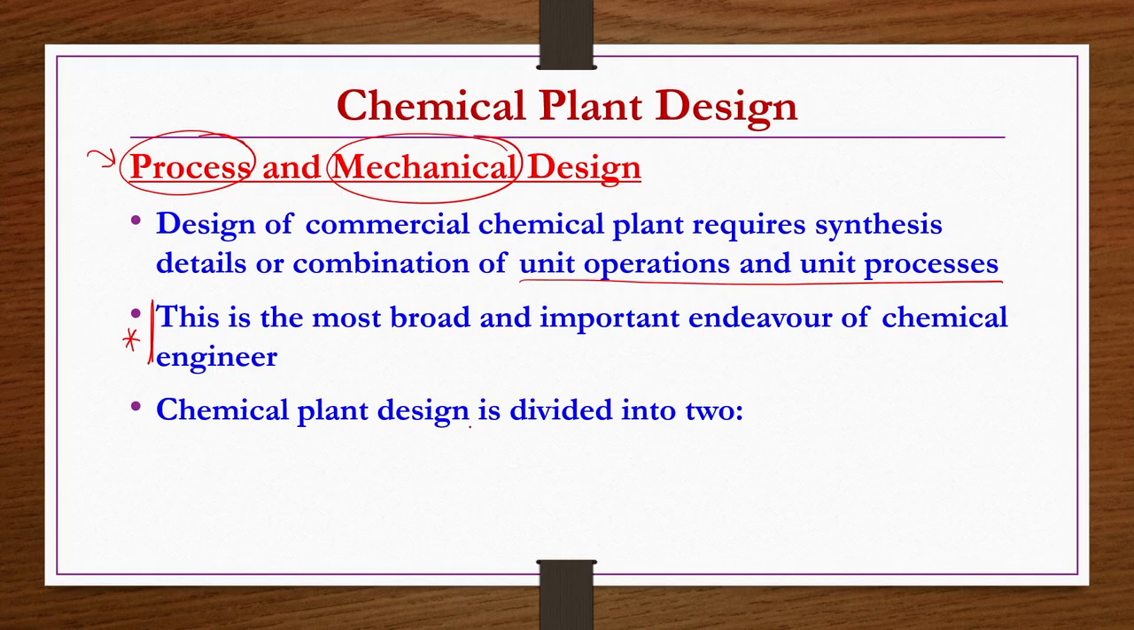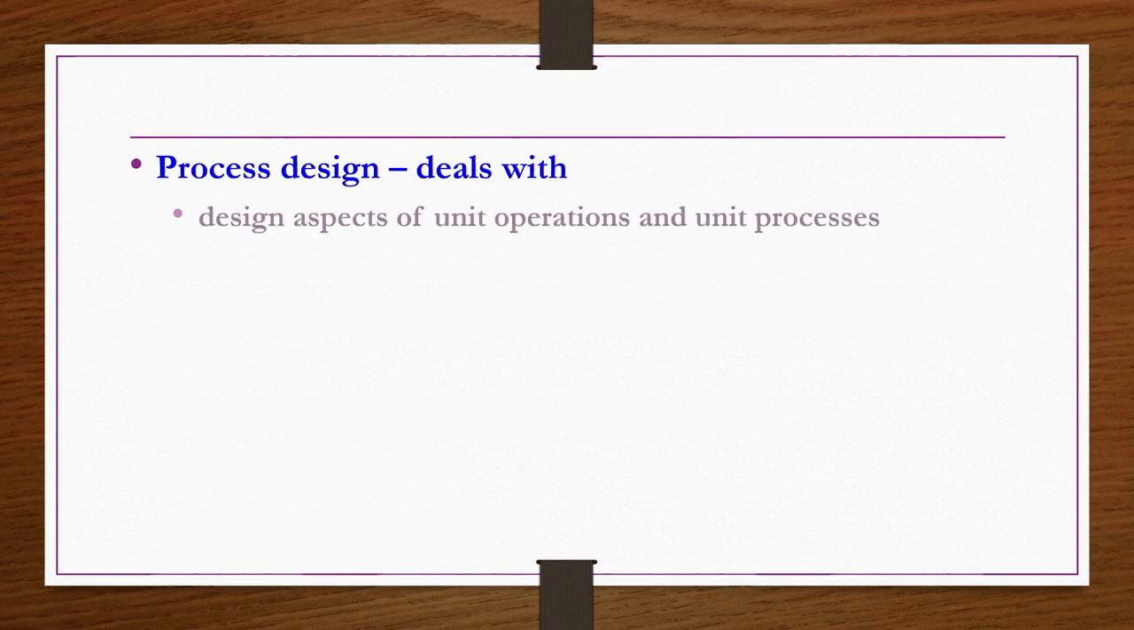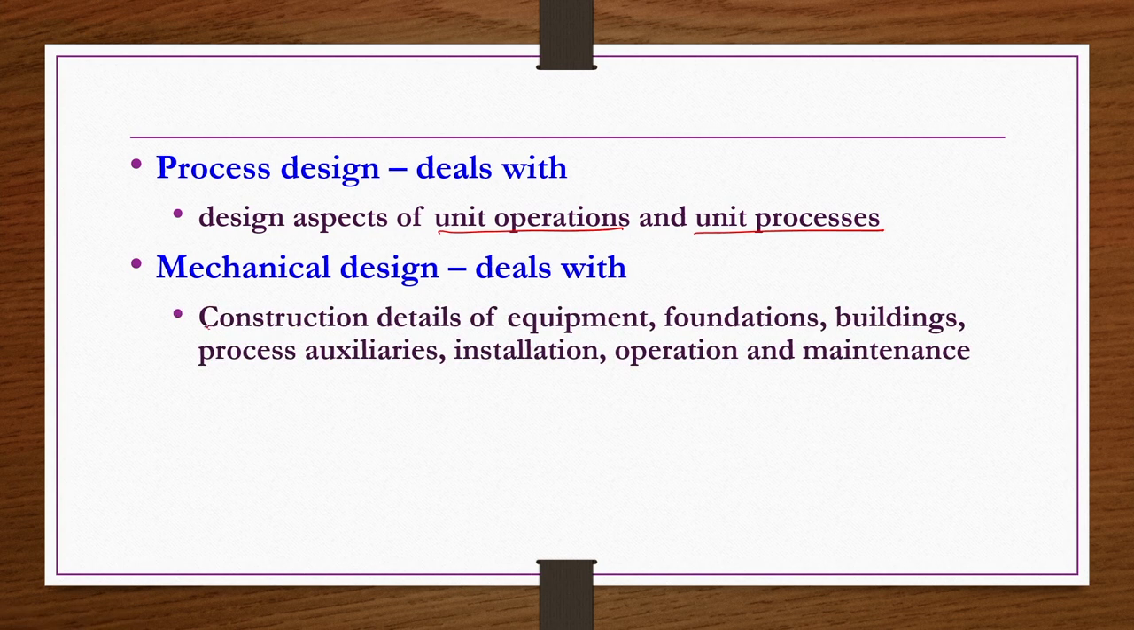Chemical plant design is divided into two, as I mentioned. One is the chemical process design, another one is the mechanical design. What are they? I have already mentioned, but again we see. Process design deals with design aspects of unit operations and unit processes. Mechanical design deals with construction details of equipment, foundations, buildings, process auxiliaries, installation, operation and maintenance. So all these things come in the mechanical design.